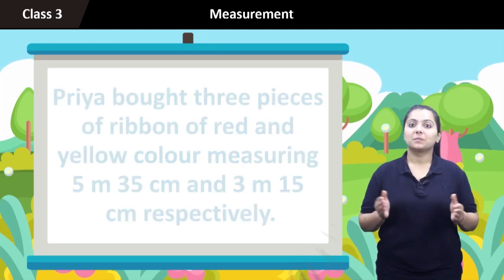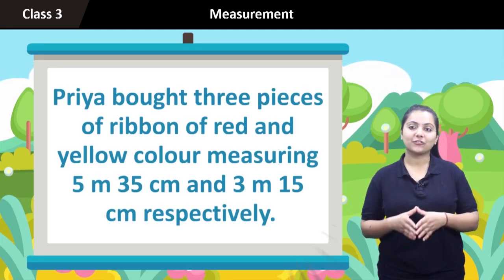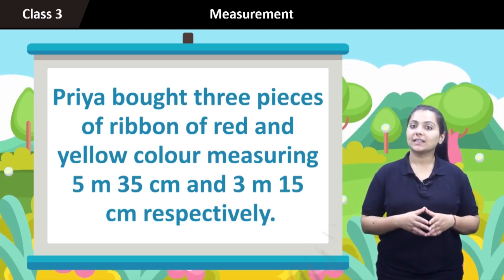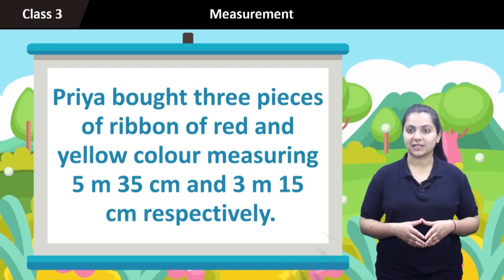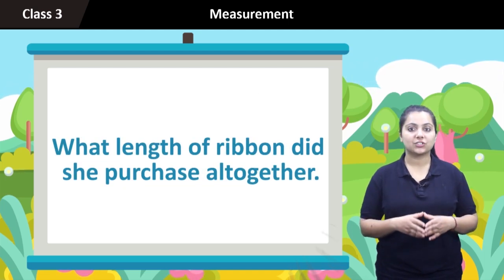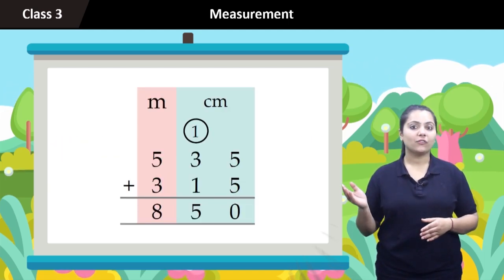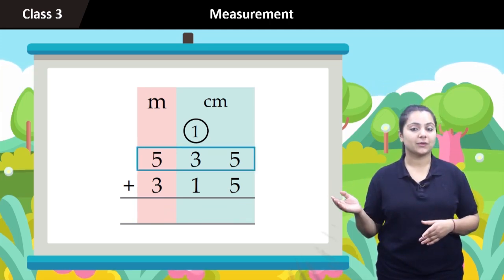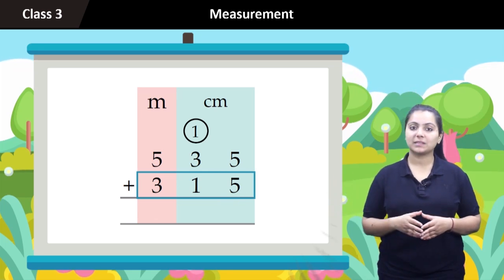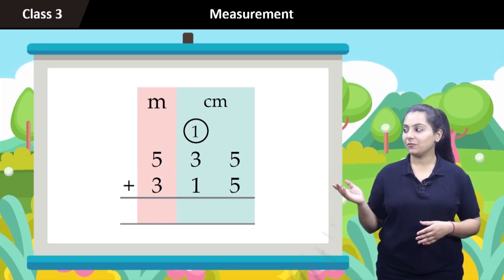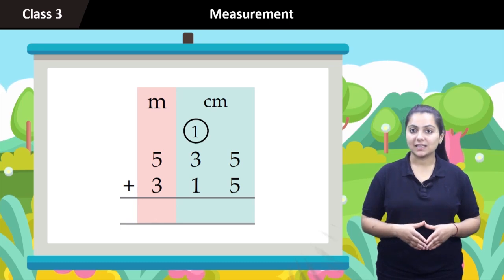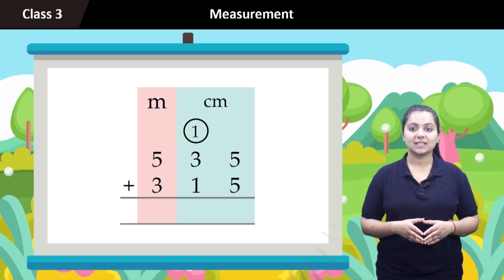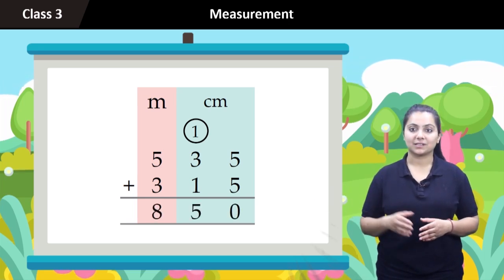Example 2. Priya bought 2 pieces of ribbon of red and yellow color measuring 5 meter 35 centimeter and 3 meter 15 centimeter respectively. What length of ribbon did she purchase altogether? Length of red ribbon 5 meter 35 centimeter. Length of yellow ribbon 3 meter 15 centimeter. Total length is 5 meter 35 centimeter plus 3 meter 15 centimeter. Thus, the total length of ribbon is 8 meter 50 centimeter.